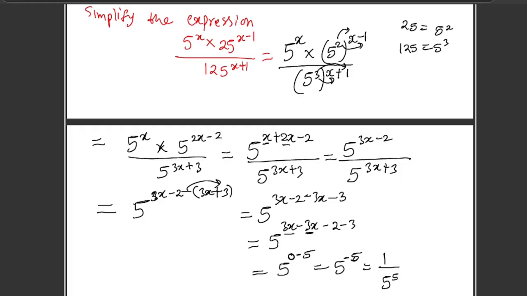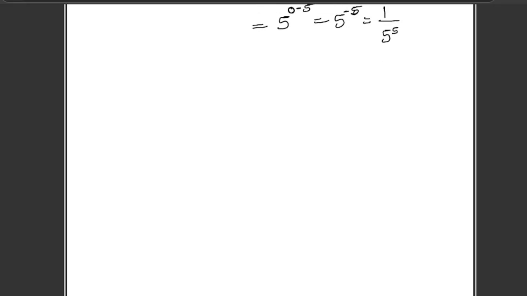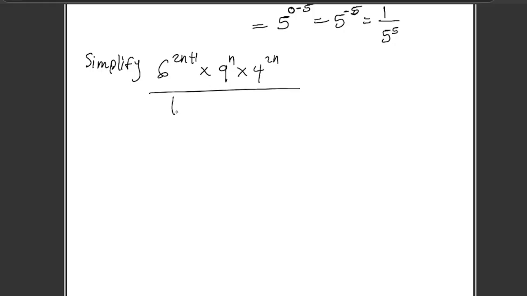Let's see another typical WAEC type question on indices. This time around, what we want to simplify is 6 to the power 2n plus 1 times 9 to the power n times 4 to the power 2n, all over 18 to the power n times 2 to the power n times 12 to the power 2n. Let's simplify this. We said earlier that before we can simplify, you have to see that you have the same bases.